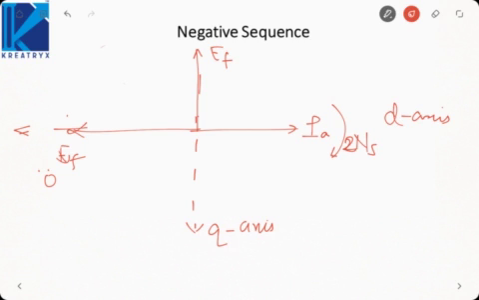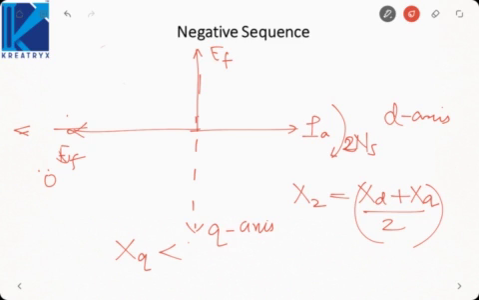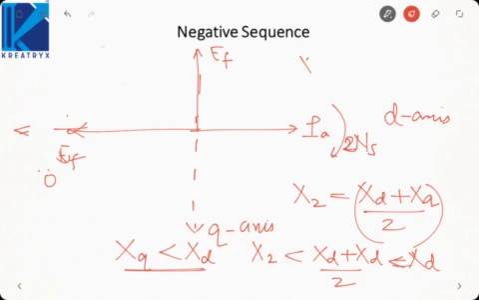Then how do we use this reactance? The best way out is to take the average of the two, that is (xd plus xq) by 2. Now I know xq in a salient pole generator is always less than xd because it has a larger air gap as compared to xd. So x2 will be less than (xd plus xd) by 2, which is equal to xd. So x2 is less than x1. That is, negative sequence reactance is always less than positive sequence reactance.